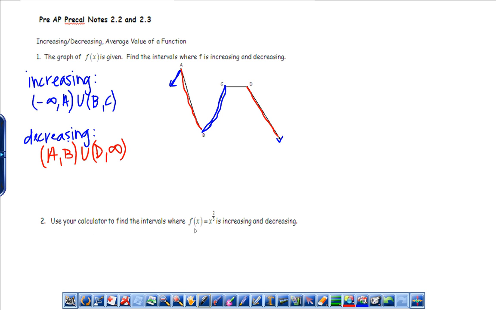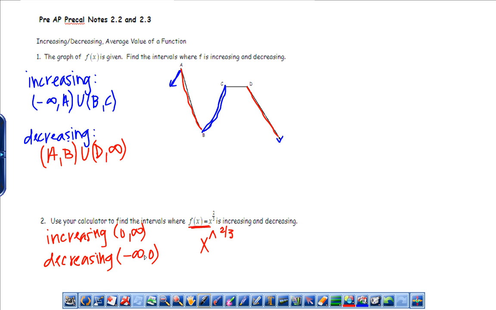Okay, when you have a function like this that you don't know what it's doing, go ahead and use your calculator. If you would like to plug this function into your calculator, go ahead and do so. This would be x raised to the 2/3. See what this function looks like if you're unsure. And I got that it is increasing from 0 to infinity and then decreasing from negative infinity to 0. Again, no brackets, only parentheses.